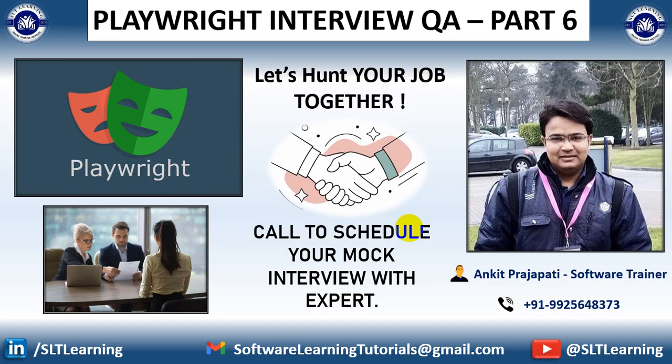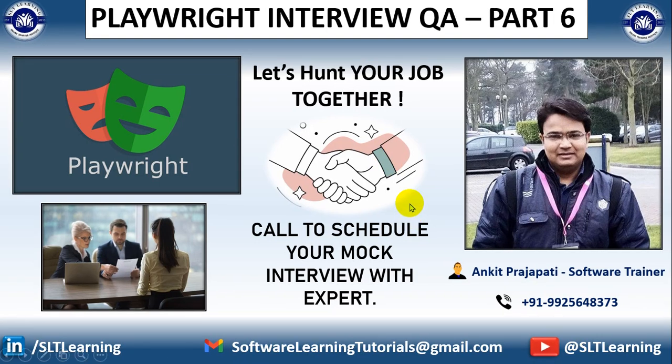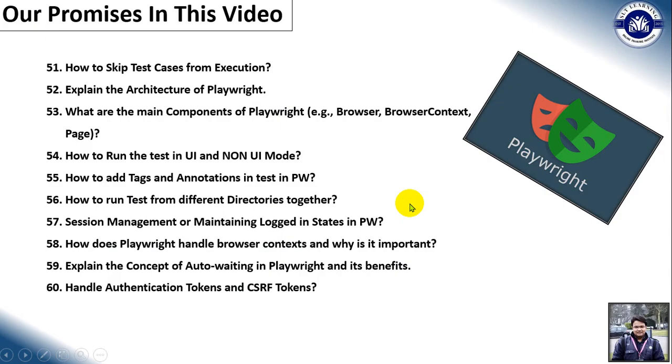Okay, so let's go further and see what the next 10 questions are that we're going to cover in this part. These are the things we're going to cover: how to skip a test case, explain the architecture of Playwright and what the key components are, how to run a test in UI and non-UI mode, how to use tags and annotations in a test, how to run tests from different directories together, what is session management and how you can manage it, how Playwright handles the browser context and why it is important, then explain the concept of auto-waiting, and authentication tokens. So these are the 10 questions that we're going to cover in part 6. Let's go one by one.